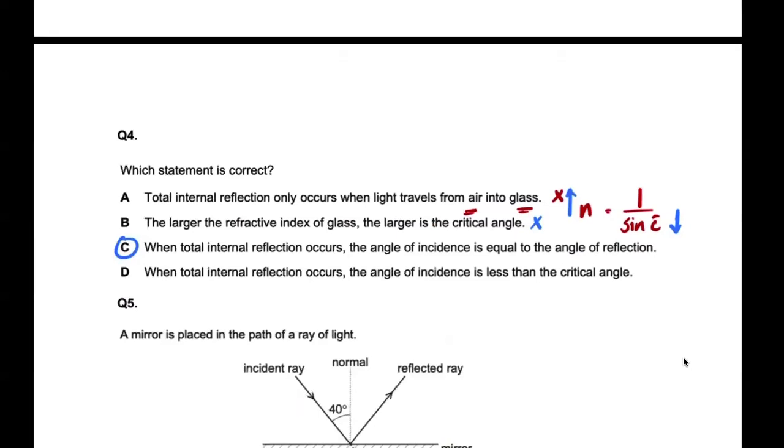When TIR occurs, the angle of incidence is less than the critical angle. Not true. On TIR, you have two conditions: the angle of incidence must be more than the critical angle, and additionally, you must be going from a more dense to a less dense medium.